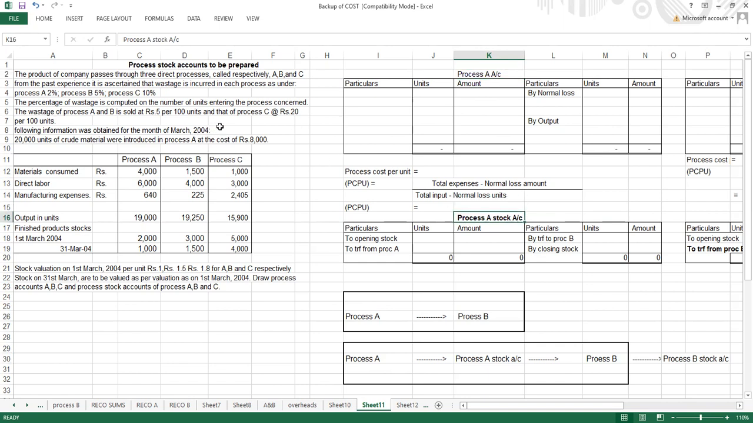I'll start reading the sum. The product of a company passes through three distinct processes called respectively A, B, and C. From the past experience, it is ascertained that wastage is incurred in each process as under. So this is normal loss given. Process A normal loss is 2%, B 5%, and C 10%. This is normal loss which we record on the credit side of process account. Clear?